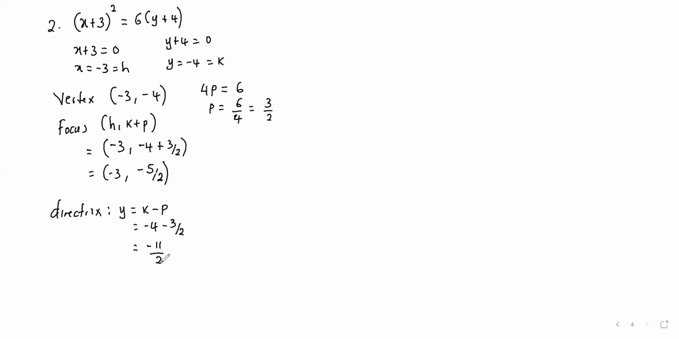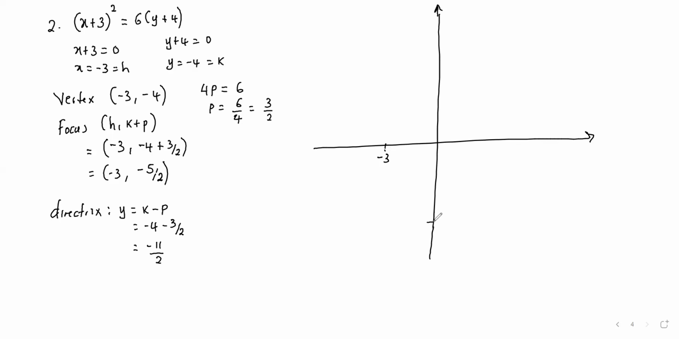Now, because we want to sketch, let's see how it looks. So it will be negative 3, comma negative 4. So it's here. This is the vertex. Going where? Going to the focus. The focus is negative 3, comma negative 5 over 2. So negative 5 over 2, here. So we can find the y-intercept.